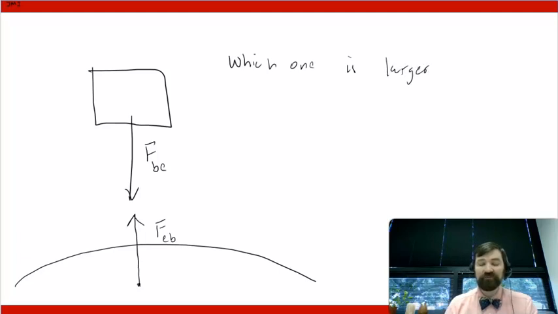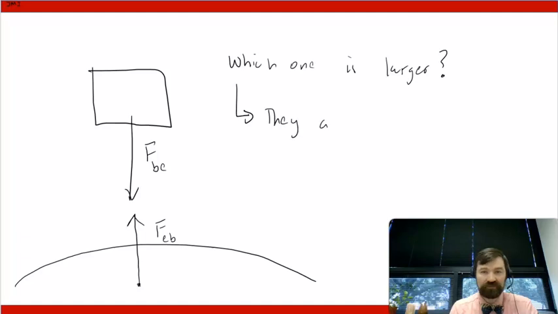Is the Earth pulling with more gravity on the box, or is the box pulling on the Earth with more gravity? Again, you might pause if you're watching this, make a guess, and then come back. The answer is they are equal. So they are equal in magnitude. This is due to Newton's third law, which says that the amount of force that the box applies to the Earth and the amount of force that the Earth applies to the box must be equal to each other. That means that the box is applying the same amount of gravity on the Earth as the Earth is applying on the box.